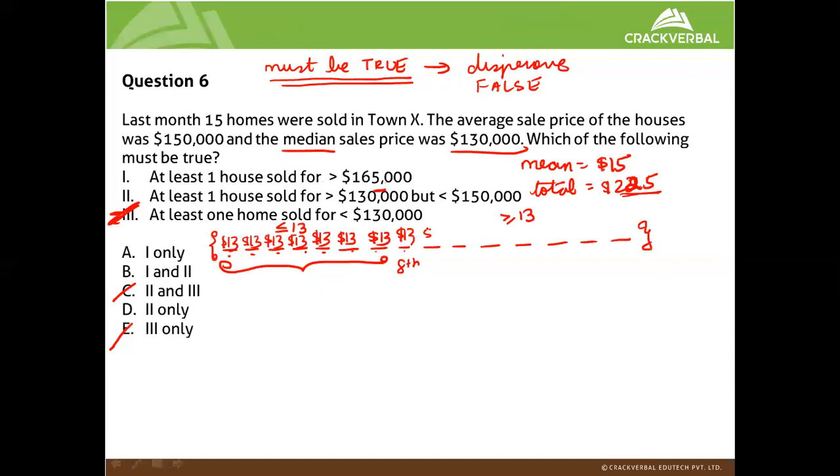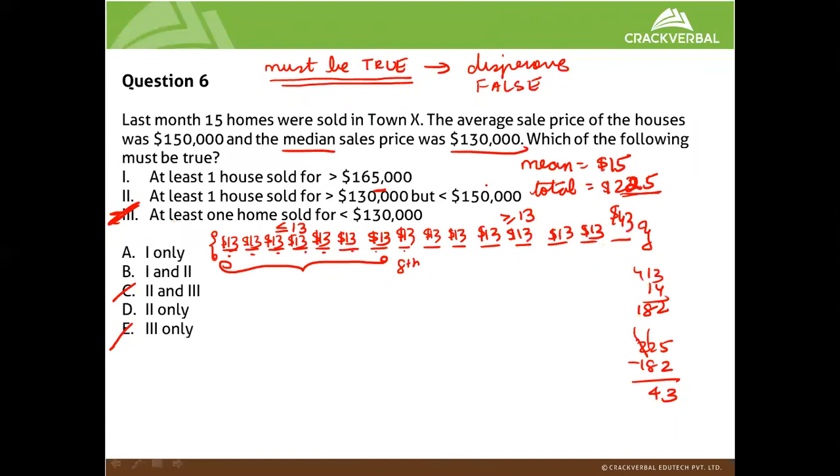Now I can keep all the houses equal to $13. So 13, 13, 13, 13, 13, 13. That's 13 into 14: 14 threes are 42, 14 ones are 14, plus 4 is 182. So the cost of the last house should be 225 minus 182, which is 43. So the cost of the last house would be 43. Clearly, even this is a legitimate scenario, having all the first 14 houses each cost $13 and the last house cost $43.